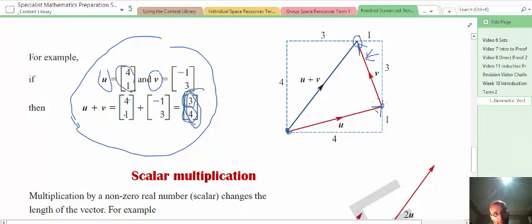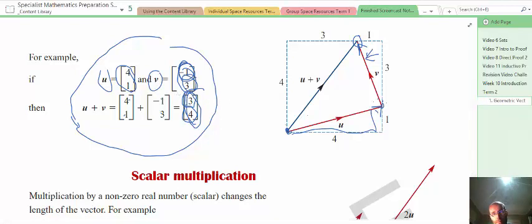Notice how the vector u there was 4 across and 1 up, hence the 4 and the 1, and the other vector was 1 back to the left, which is the negative 1 in the x direction, and up 3. So we get 3, 4 in total.